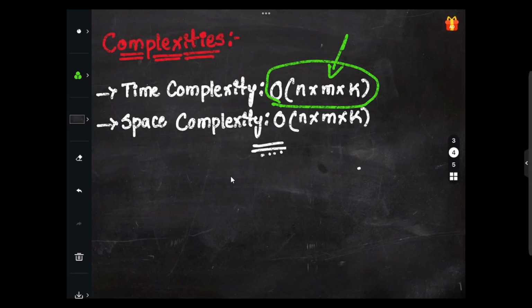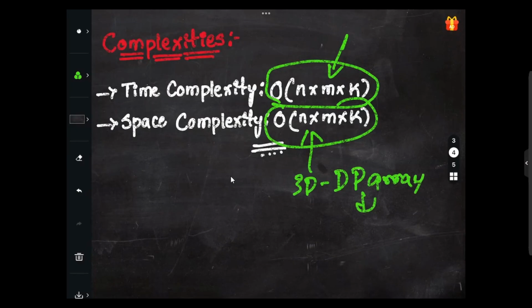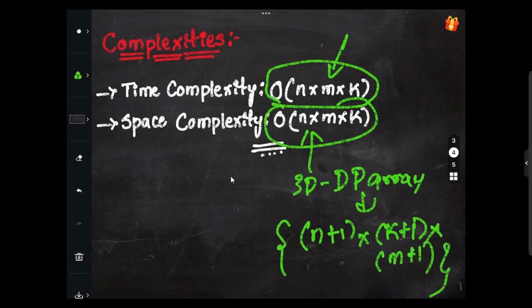What would be the space complexity here? The space complexity would be big O of n into m into k as well, right? Because we will be going with a 3D DP array of size n m k. Just remember, it will be of size n plus 1 into k plus 1 into m plus 1 for the safer side, right? So we'll be making use of the 3D DP array of size n plus 1 into k plus 1 into m plus 1. So overall space complexity would quite obviously be big O of n into m into k.